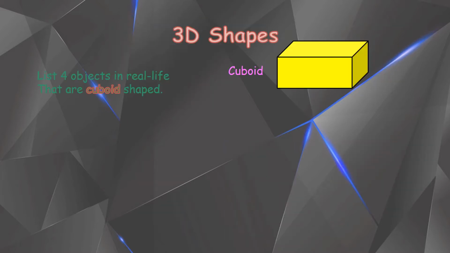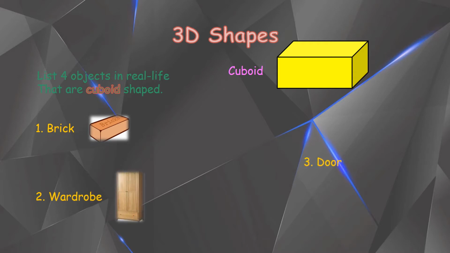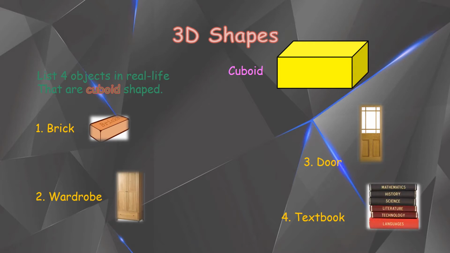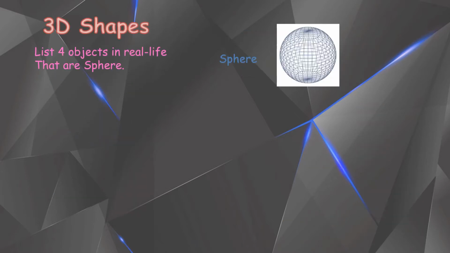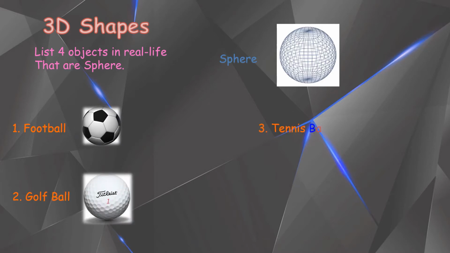So let's list 4 objects in real life that are cuboid shaped. Brick is an example of a cuboid. Wardrobe is also an example. Door and textbook are also examples of cuboid shapes. Let's check the sphere shape. Football, golf ball, tennis ball, all kinds of balls you can say, most of the heads of balls, and radar also.